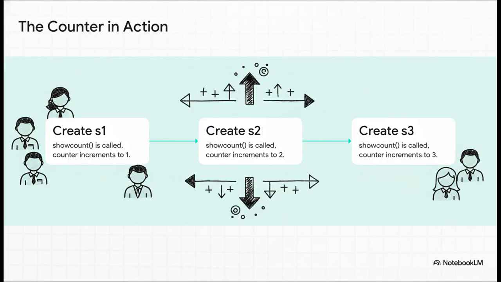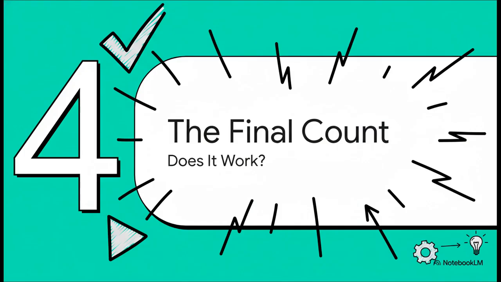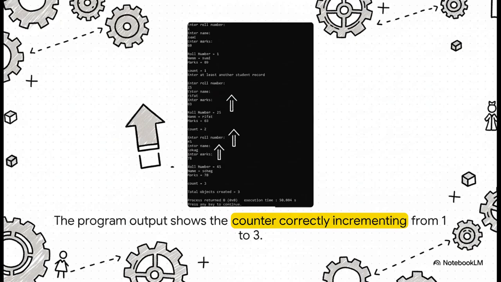And the program just keeps going. It'll create another student, s2, and check the count, then a third, s3, and check the count again. And every time a new student is created, its constructor is secretly ticking that shared counter up by 1. So we should see the number climb, right? So the big question is, after all that, does it actually work? Let's look at the output. And yes, it works perfectly.